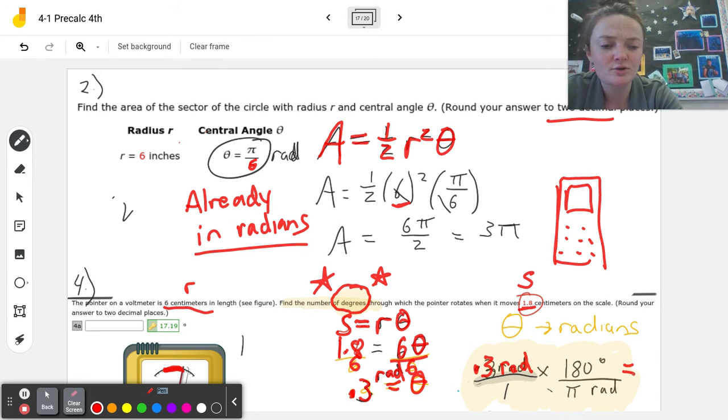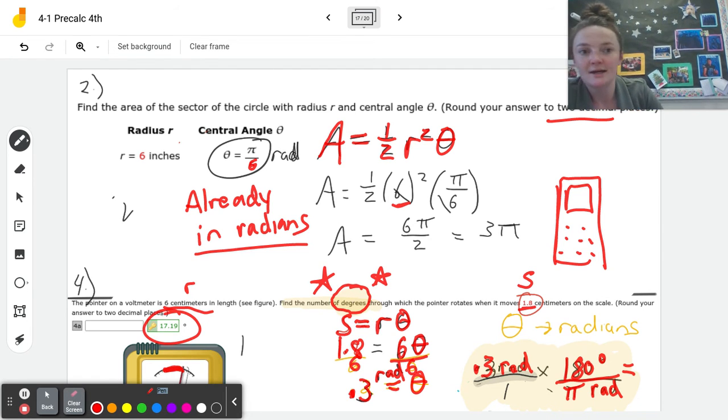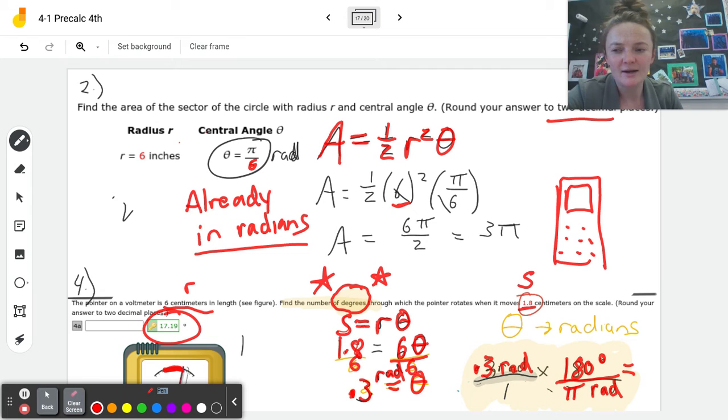Well, it's a unit converter. If radians are in the numerator, I want radians to be in the denominator so that they cancel. So I'm going to multiply 0.3 radians times 180 degrees divided by pi radians. And if you plug this into your calculator, if you say 0.3 times 180 divided by pi, you're going to get 17.19 degrees. So be careful here.